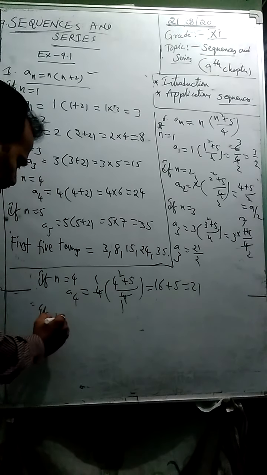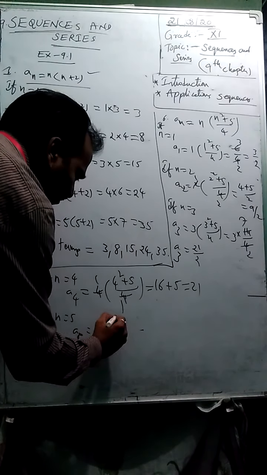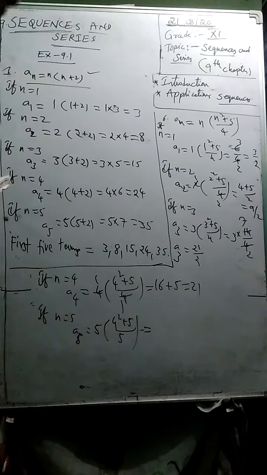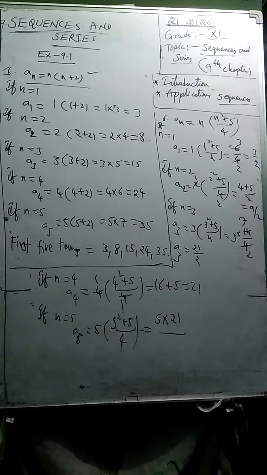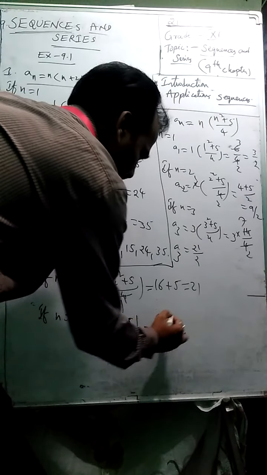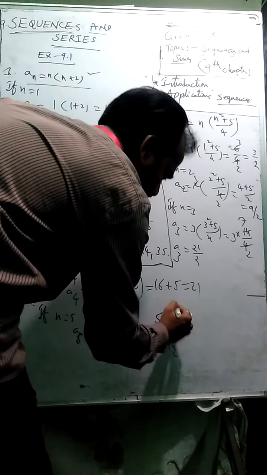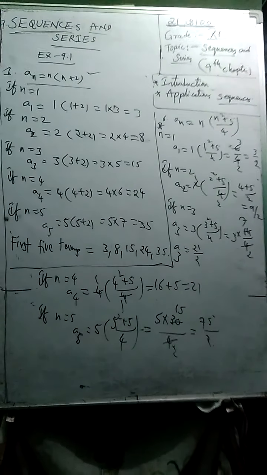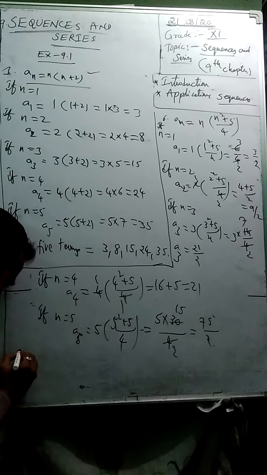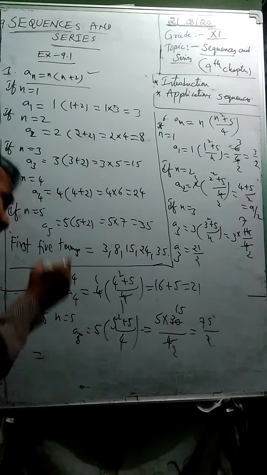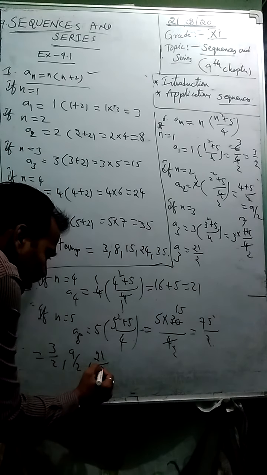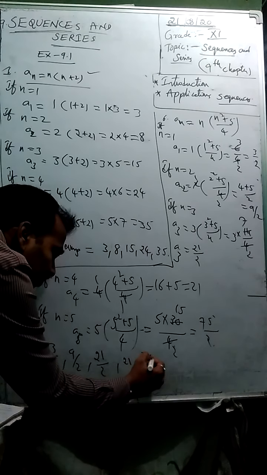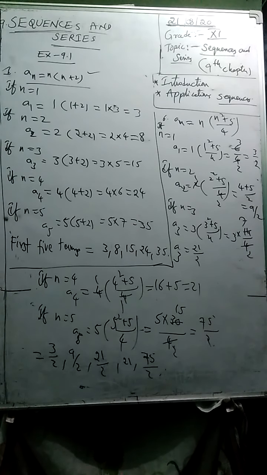Similarly, if you take n is equal to 5, a5 is equal to 5 of 5 square plus 5 by 4, sorry, here it is 5 square, 25 plus 5, 30 by 4, so we have 75 by 2. So this is the way to find the first 5 terms of the given sequence. It is not an arithmetic progression, it is a sequence. The terms are 3 by 2, 9 by 2, 21 by 2, 21, 75 by 2. This is the way to find the required terms according to the given rules, friends.